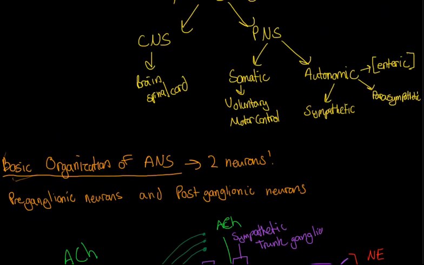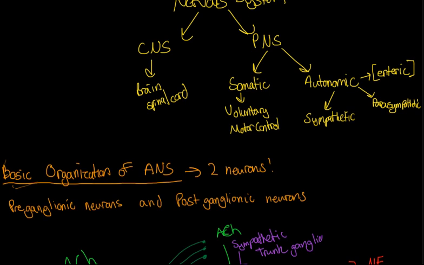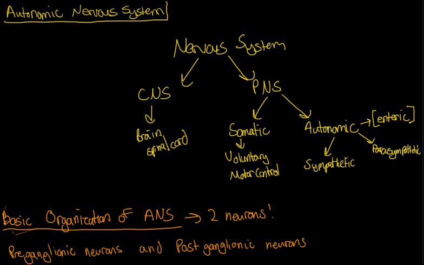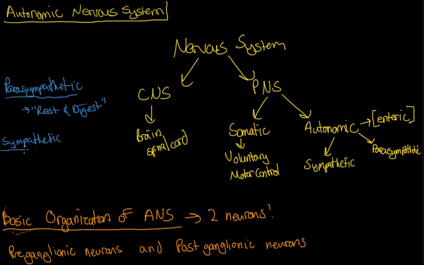And one thing I forgot to mention up here, which I guess there's sort of room here, the sort of monikers that you want to associate with the sympathetic nervous system versus the parasympathetic nervous system are going to be fight or flight or rest and digest. So parasympathetic is going to be rest and digest, whereas sympathetic is going to be fight or flight.